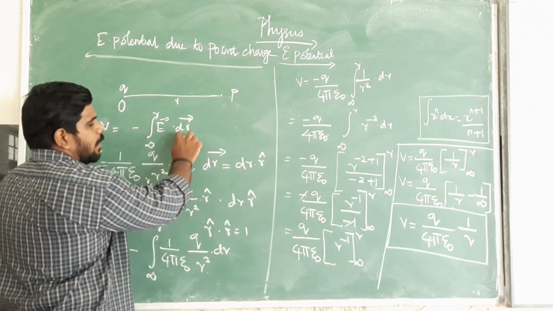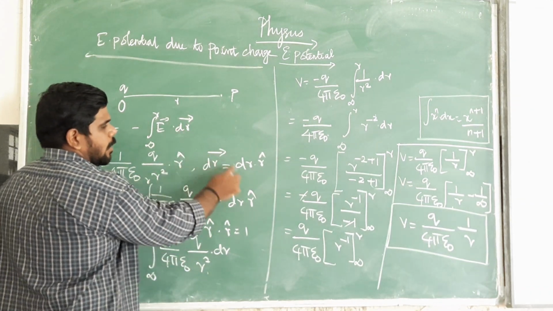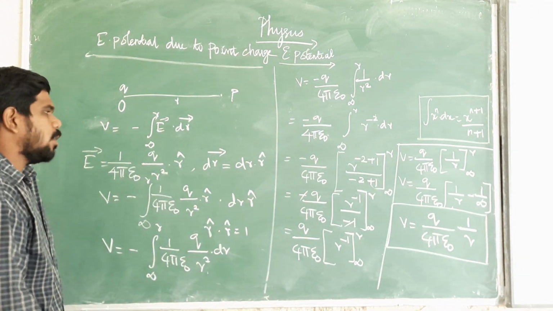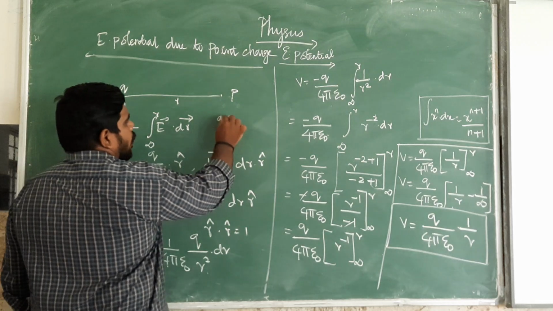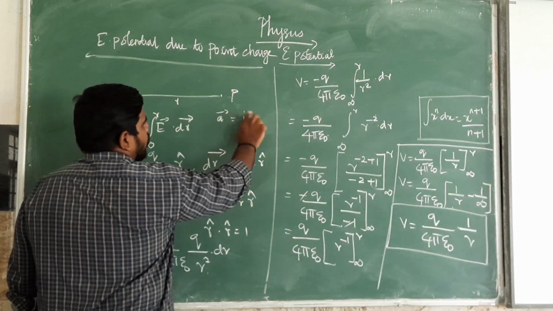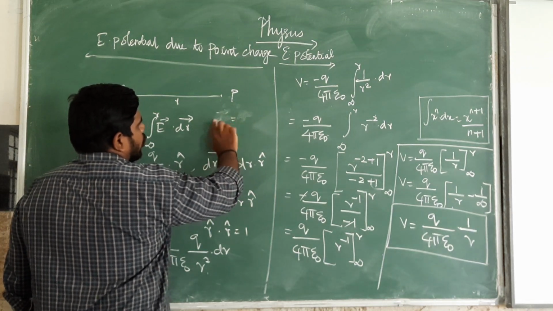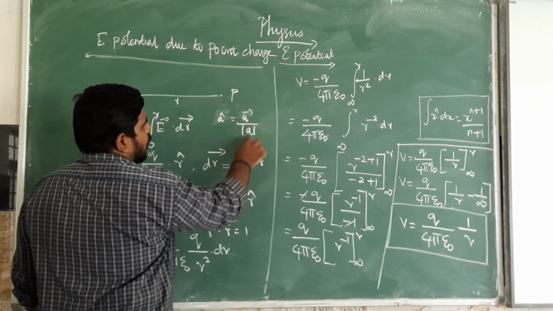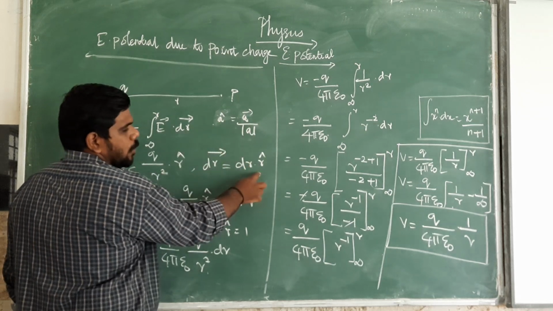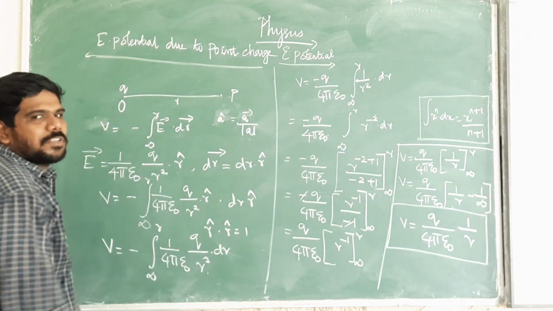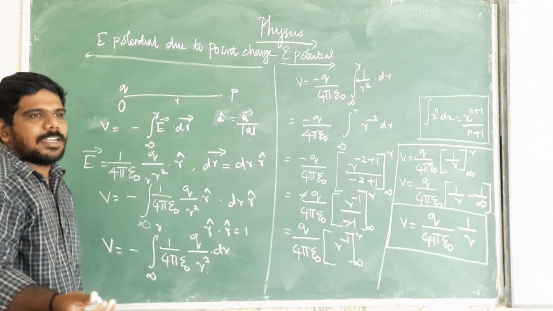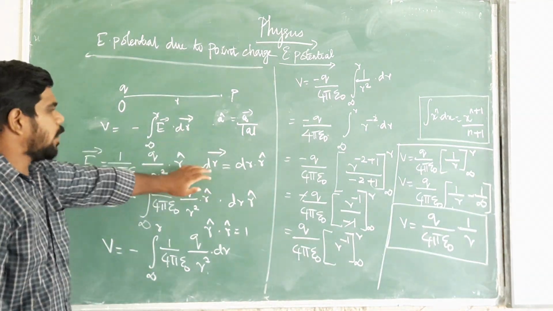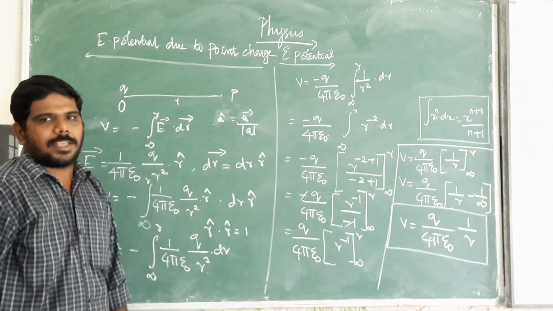And the expression for dr vector is equal to what? dr vector is equal to dr into r cap. I hope you know the formula for unit vector: unit vector a cap is equal to a vector by modulus of a. From this, a vector is equal to modulus of a into a cap. The same formula only we are using. Already you learned this in the dot product formula. So dr vector is equal to dr into r cap.